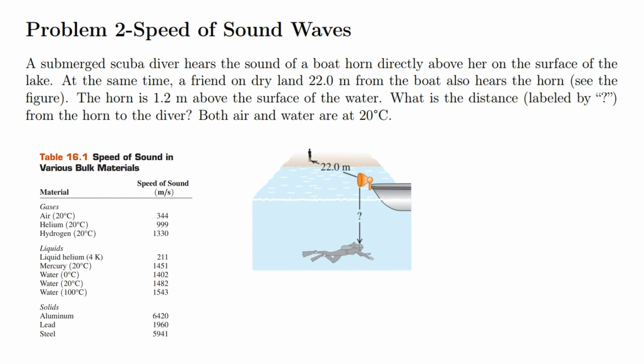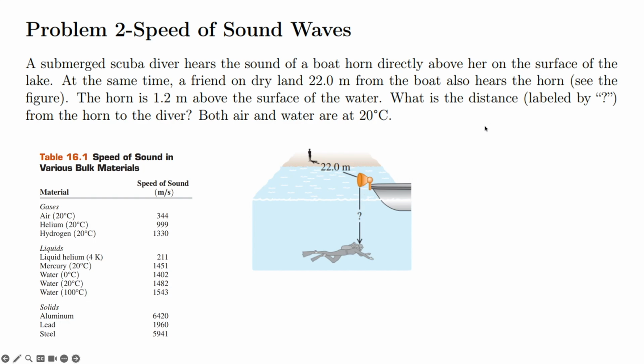So our problem states that we have a submerged scuba diver who hears the sound of a boat horn directly above her on the surface of the lake. At the same time, a friend on dry land 22 meters from the boat also hears the horn. So please refer to the figure below. The horn is 1.2 meters above the surface of the water.